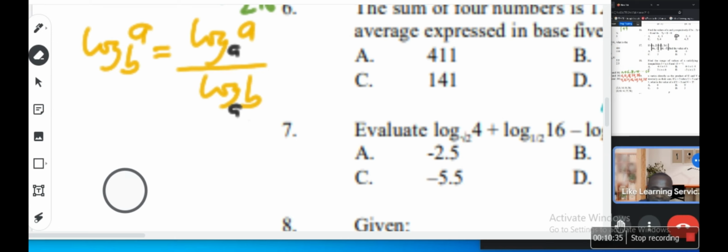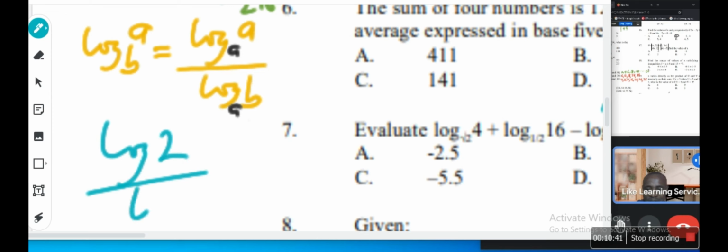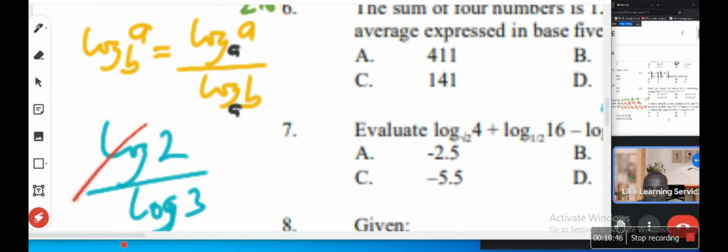What did you say? Like if you have log 2 all over log 3, are you saying log can cancel out log? No, it can't.